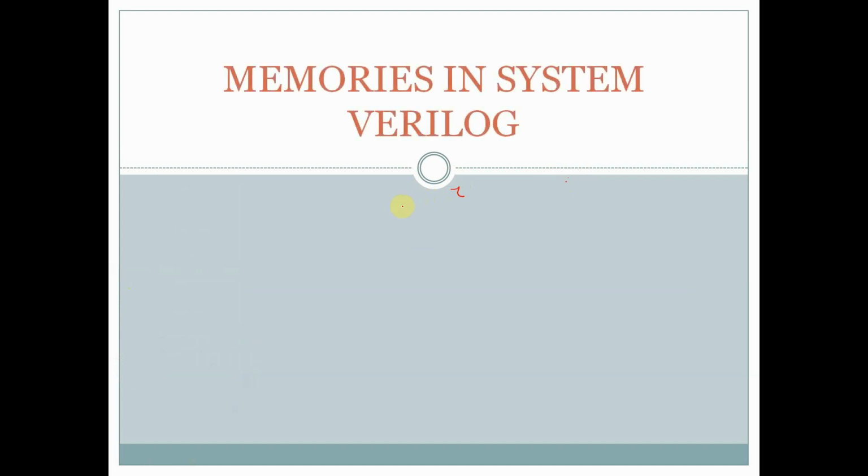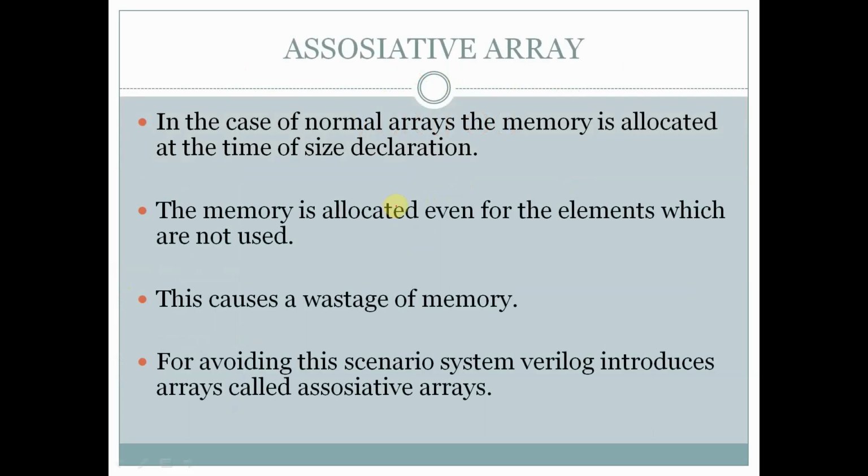Hello all. This video is a continuation of memories in SystemVerilog. In this video, we are going to discuss associative arrays. So, in the case of normal arrays, the memory is allocated at the time of size declaration.